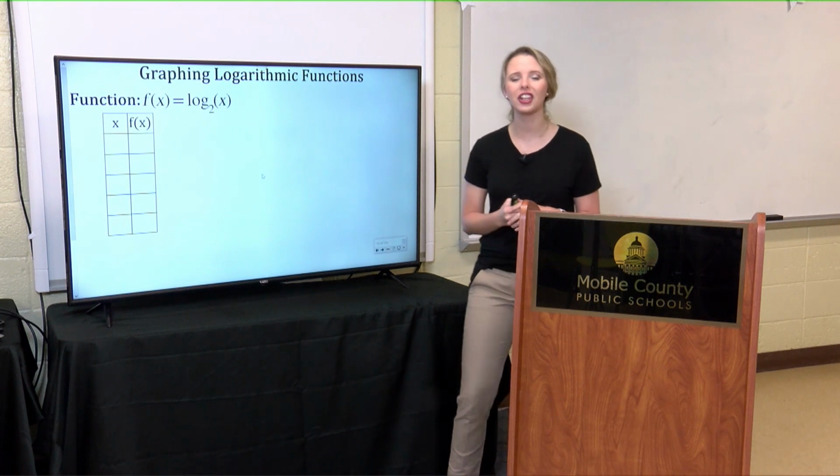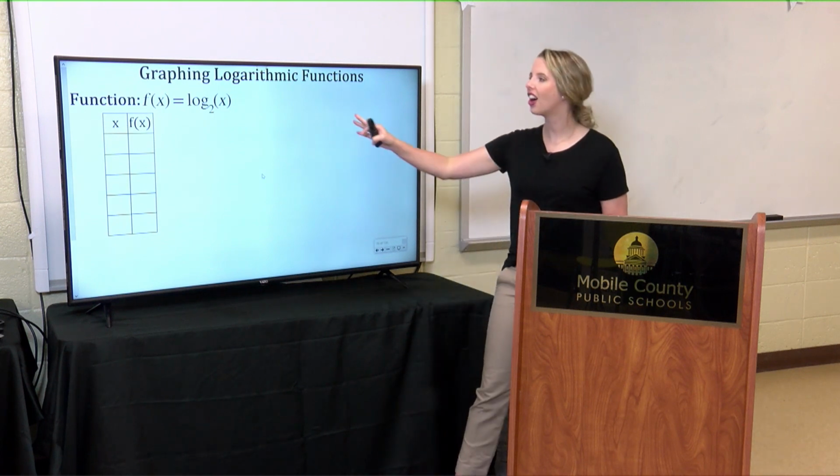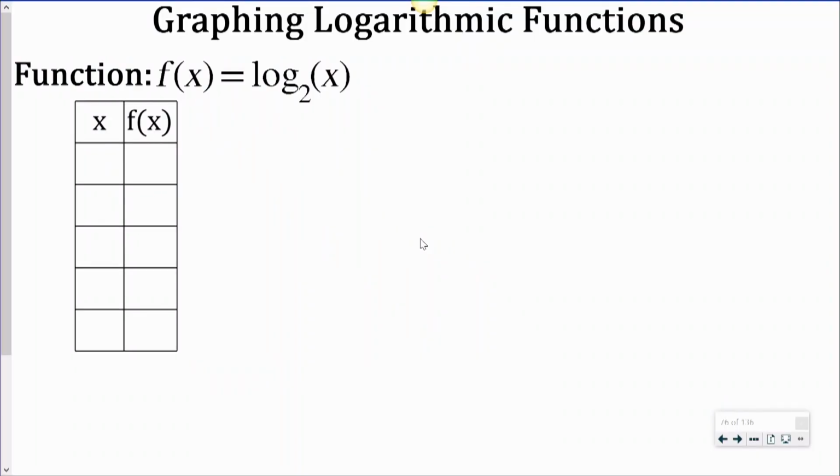So, without further ado, let's begin graphing. Our function is log base 2 of x. We discussed that this base means I need to raise the base 2 to some number to equal x, right? I want you to think about this.